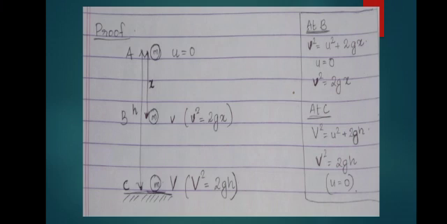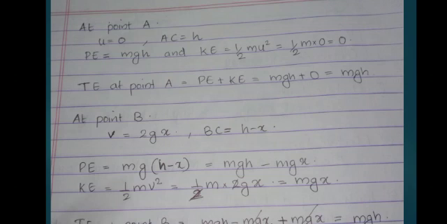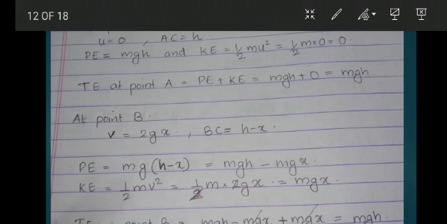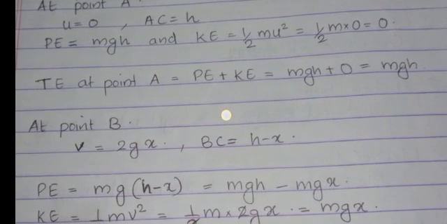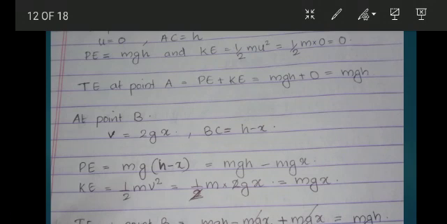So small letter v square is equal to 2gx, and capital letter V square equal to 2gh. So this we have to keep in mind for proving the law. For that we are going to find the total energy at point A, point B and point C.